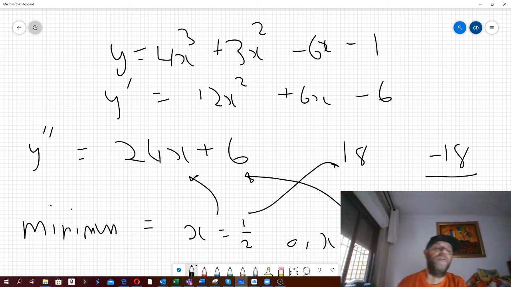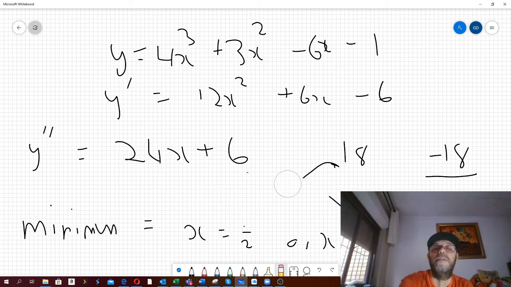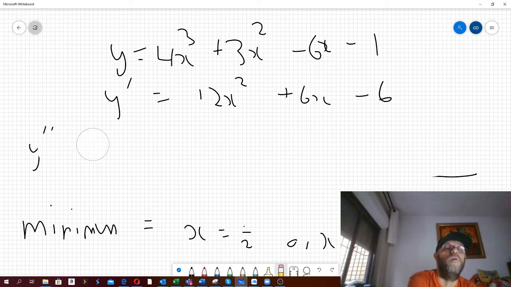Now, let's have a look at what that means. So remember this, when I find the second derivative and I plug in the values of the stationary points, if I get a positive value, I have a minimum. If I get a negative value, I have a maximum. So what does that actually mean? Well, let me now keep this information of which one is minimum and which one is maximum, and let's have a look at what the curve might look like.